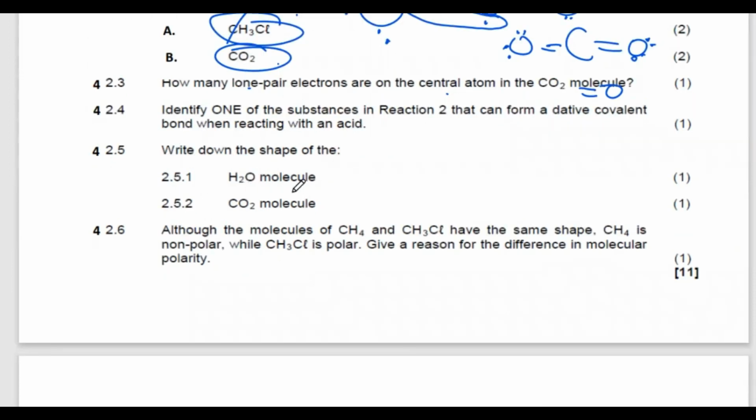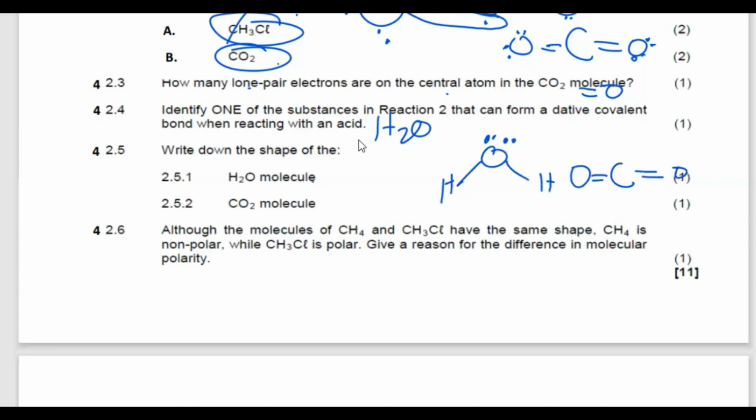So they are saying, write down the shape of water. Identify one substance in the reaction. We have said the answer here is water. Then they're saying, write down the shape of the water molecule. The shape here, we said that it forms a bent shape like this. Yes, it's a bent, or sometimes you say angular. And then carbon dioxide is a linear shape.